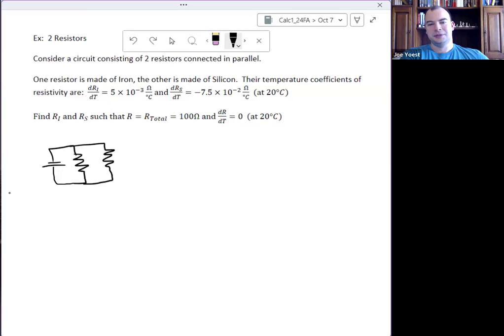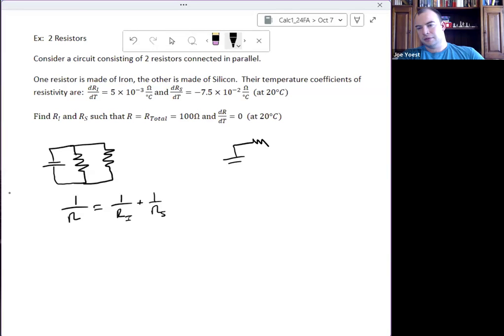So that's my goal. I know this wouldn't be something that you'd be expected to know for the course or on a test or anything like that. You'd always be given this equation if you needed it. But my equation for resistors in parallel looks like this: 1 over R equals 1 over Ri plus 1 over Rs. As an aside, if they were in series, then they just add together.